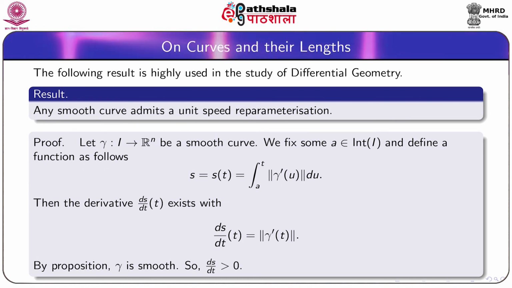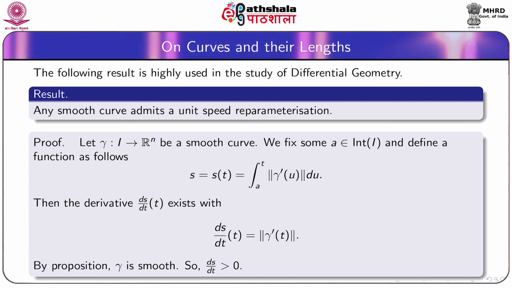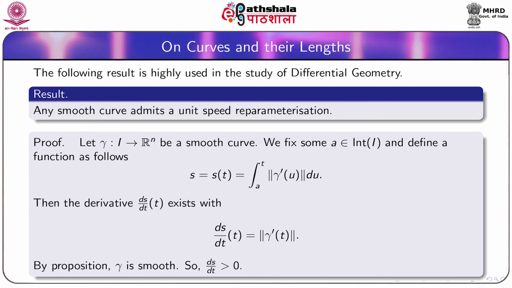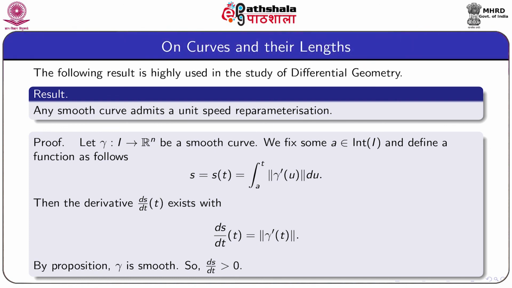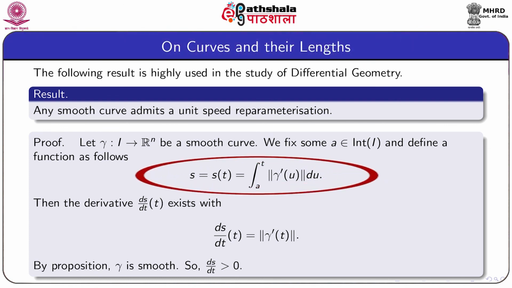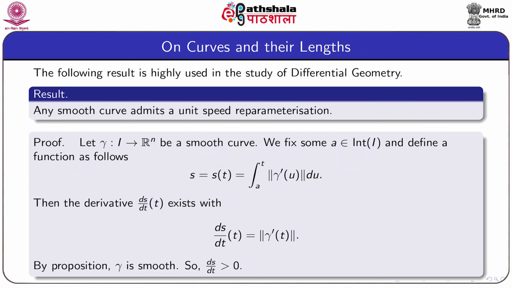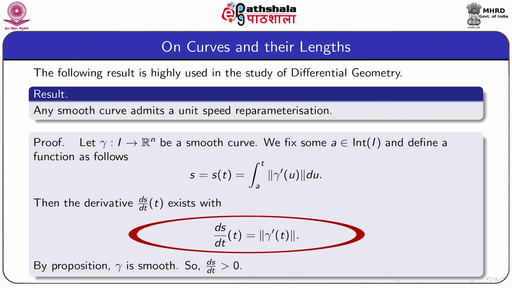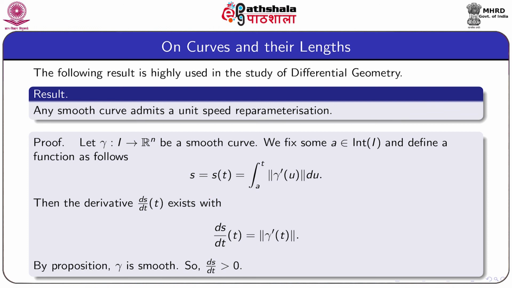Now another result. Any smooth curve admits a unit speed reparameterization. Let gamma from I to R^n be a smooth curve. We fix some a, which is an interior point of the interval I, and define a function s as follows: s(t) is defined by the integral from a to t of norm of gamma'(u) du. Then the derivative ds/dt at t exists with ds/dt at the point t equal to norm of gamma'(t). By the proposition, gamma is smooth. So, ds/dt is greater than 0.